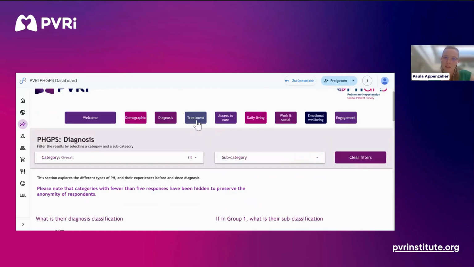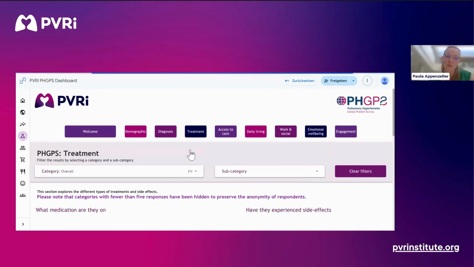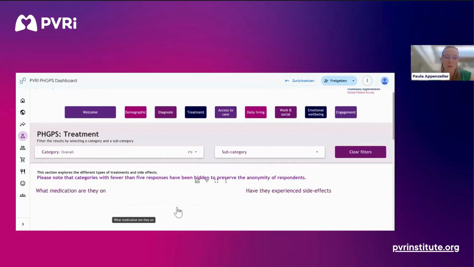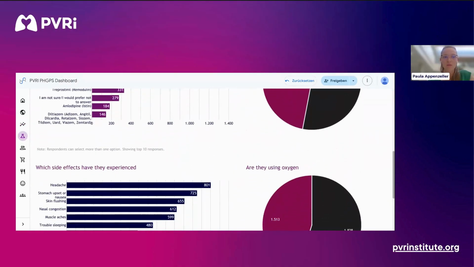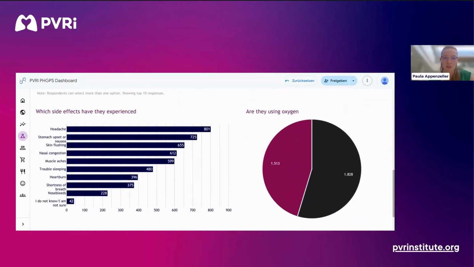The next section we have is the treatment section. It gives us information on what medications are used, if patients experience side effects, what side effects they have experienced, and if patients are using oxygen. For the next example, we are interested in patients using oxygen. If we hover over the pie chart, you can see that 45% of patients are using oxygen as part of their medication in the overall population.